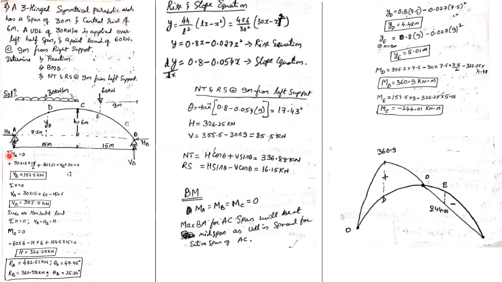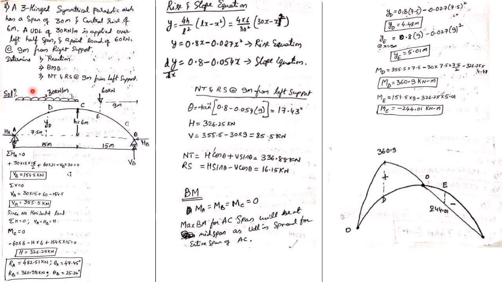Then H is the only horizontal force on this side, that is HA, so that you write down. Then V will be the vertical force at 9 meter, which will be VA minus this load, that load is for 9 meter, 30 into 9, and we will get 85.5 kilonewton. Then find out NT and RS using the same equation. Then go for bending moment. MA is equal to 0, MB is equal to 0, MC is equal to 0.